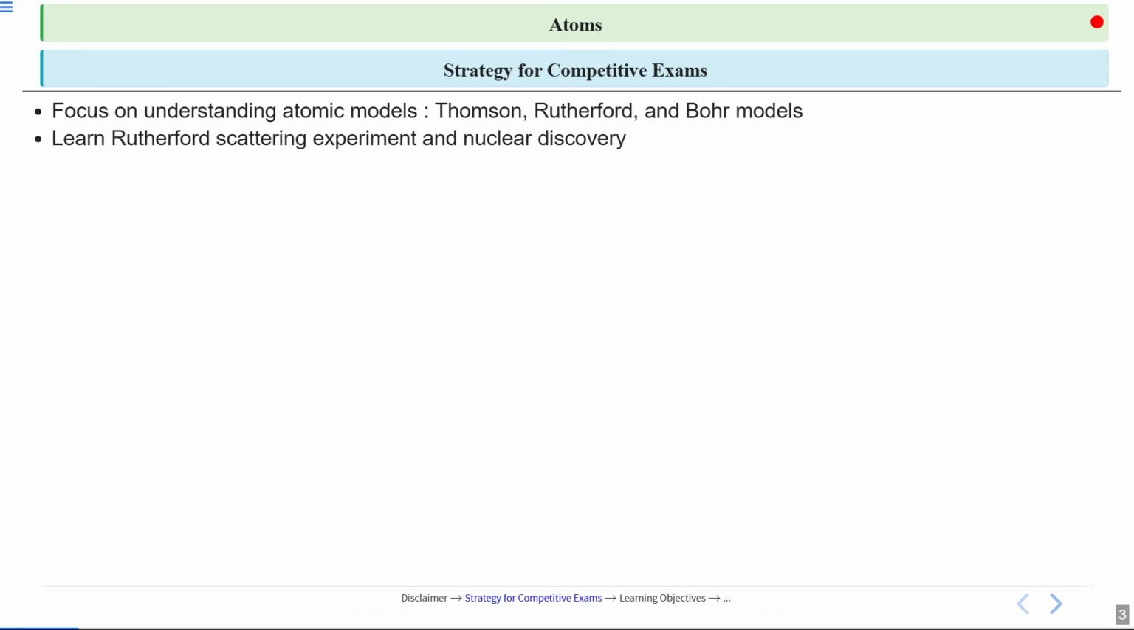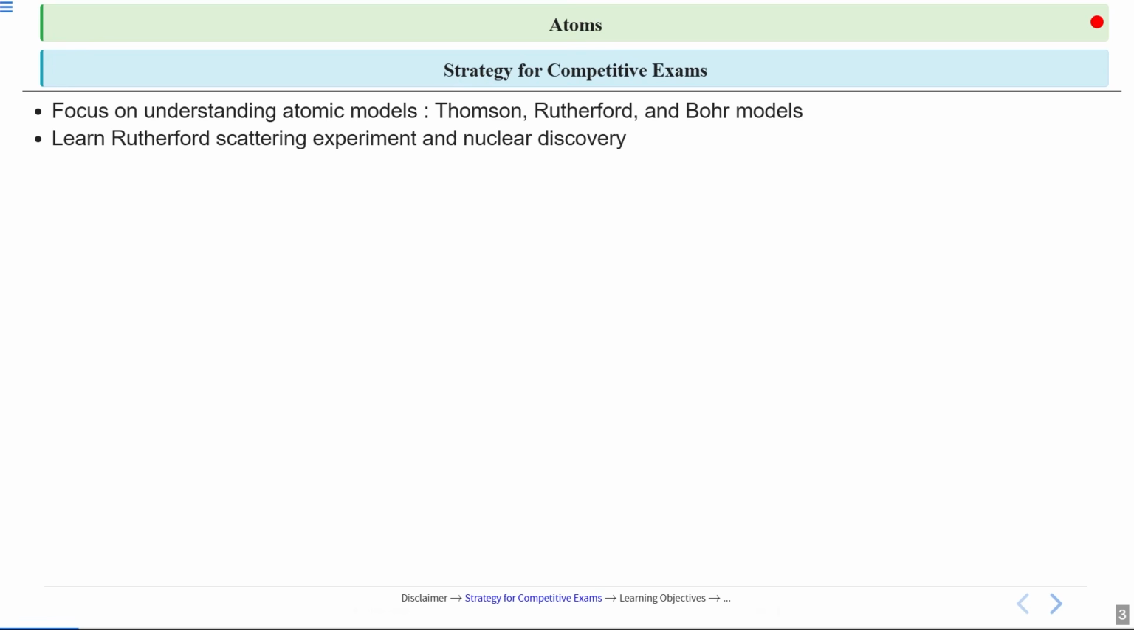Okay, so what is the strategy for competitive exams here? You have to focus on understanding all the atomic models. Also, you have to learn the Rutherford scattering experiment and nuclear discovery, because that is a very important topic of this chapter. You have to learn the concept. Your concepts should be very clear regarding the Rutherford scattering experiment.